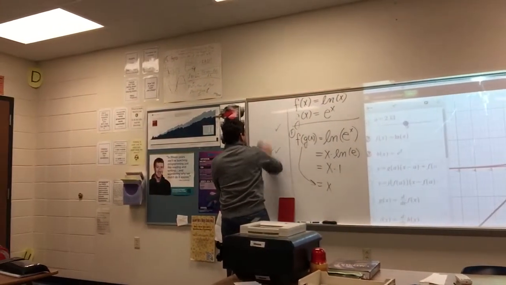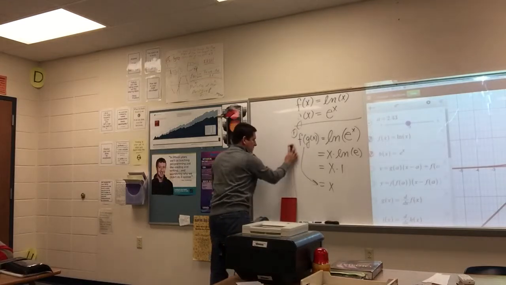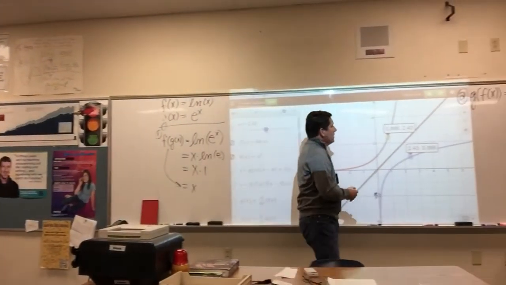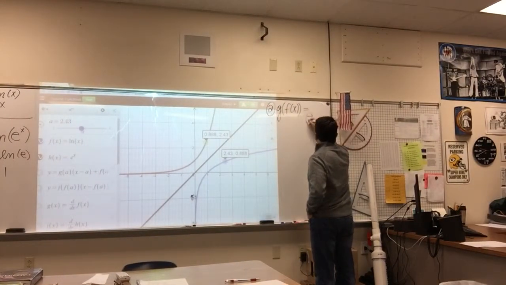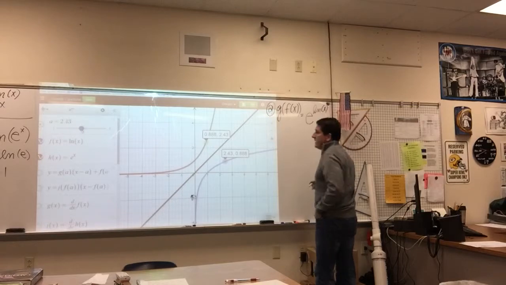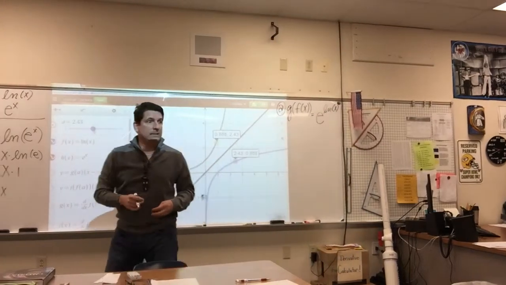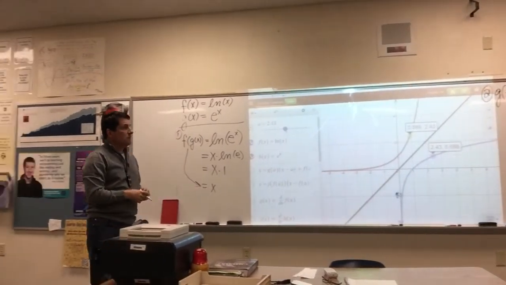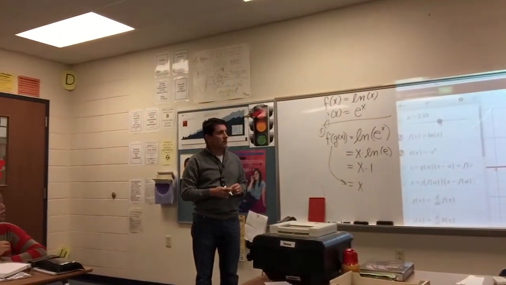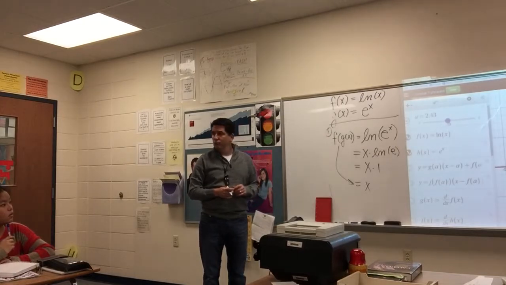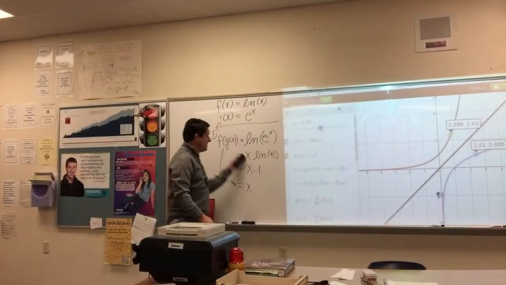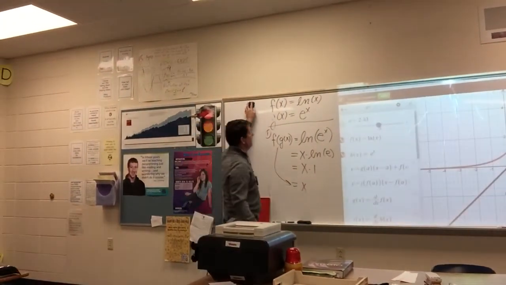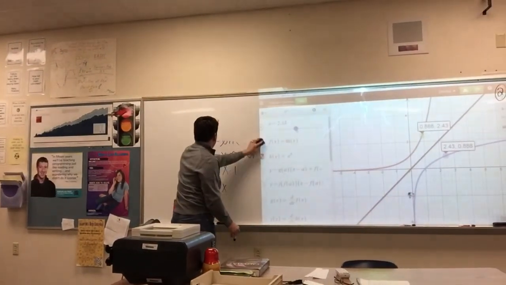Okay, we're gonna do the same thing. So this one gives me e to the natural log of x. E to the natural log of x. Okay. All right, this one was easy, right? Just use that rule. So how can we prove this?